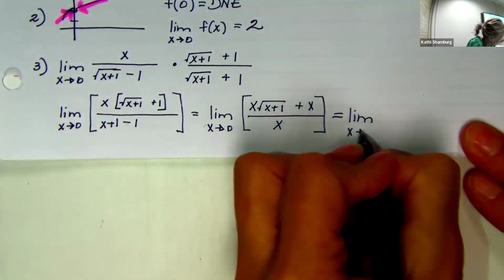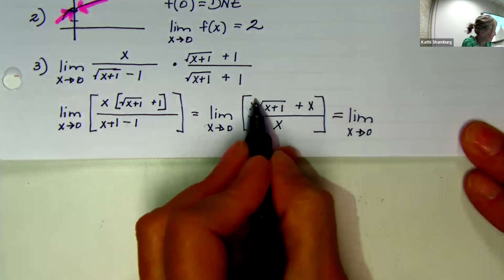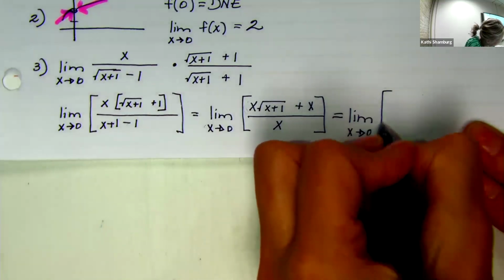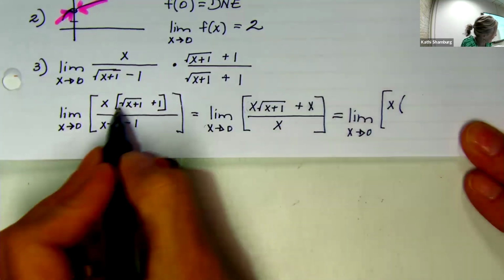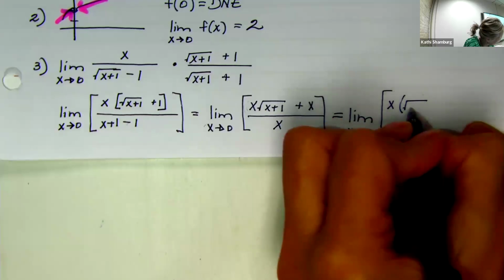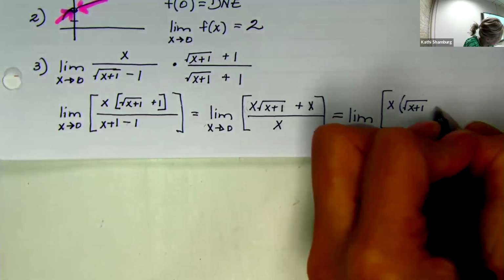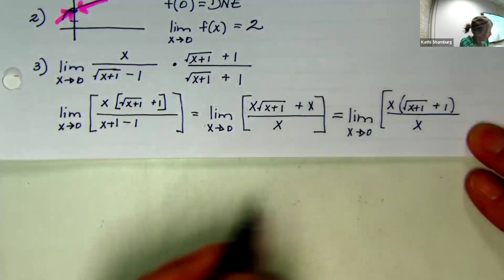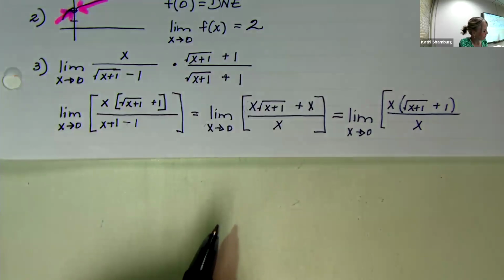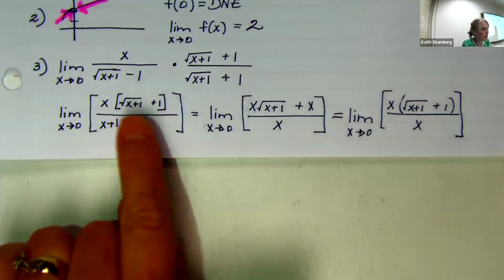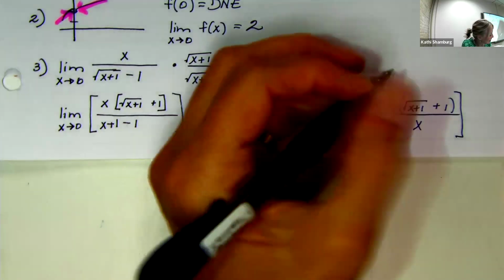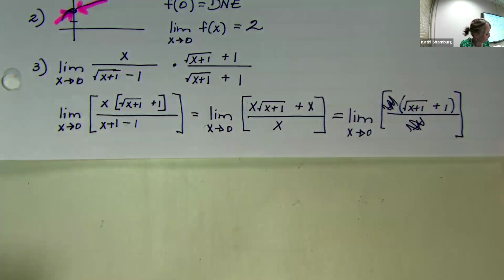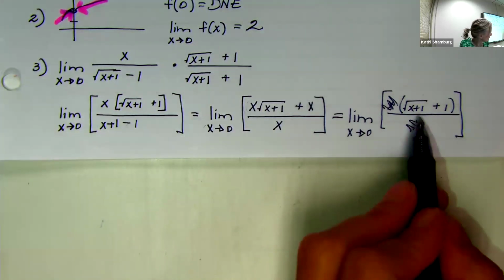I'm going to do one more step. I'm going to factor out, see how this has an x and this has an x. So I'm going to factor that out, which we just had there. I should have just left it. Sorry, I shouldn't have distributed. I wasn't paying attention. Sorry about that. We're just going back to where we were. Why? Because that allows me to cancel this with this.